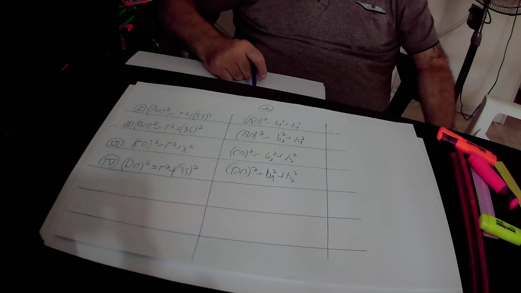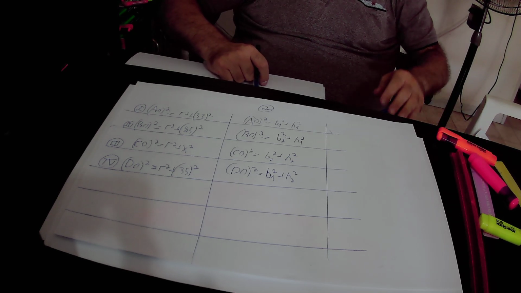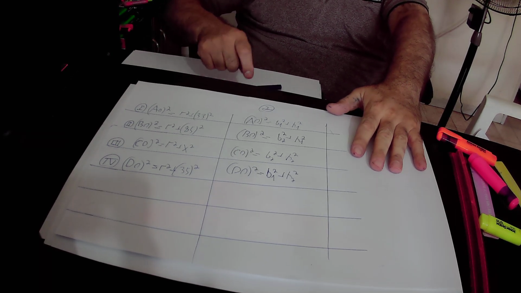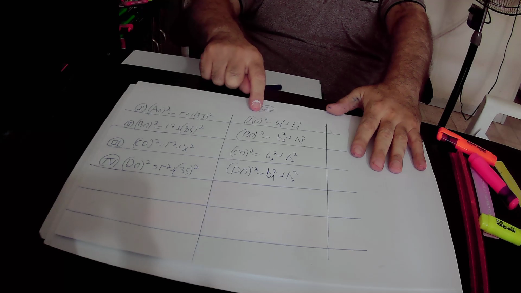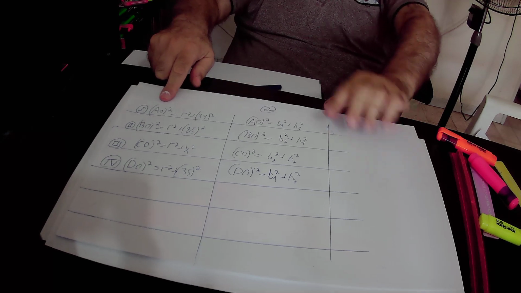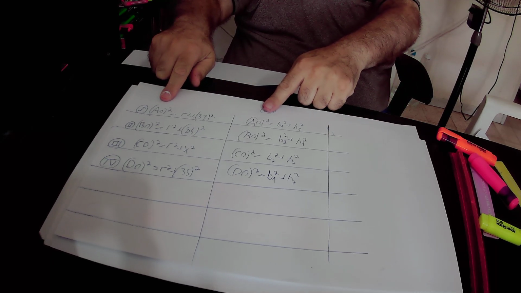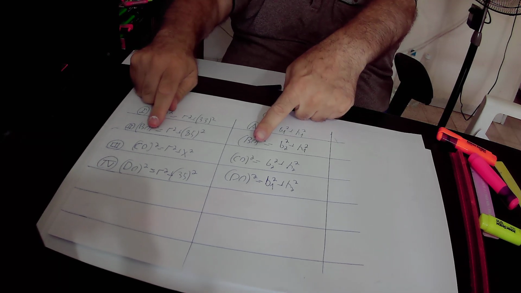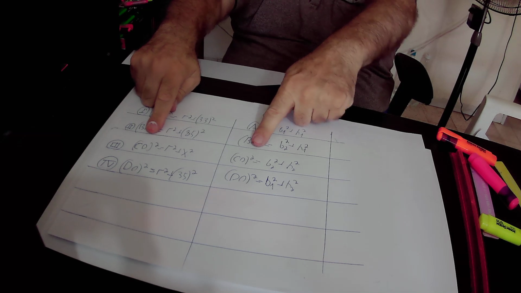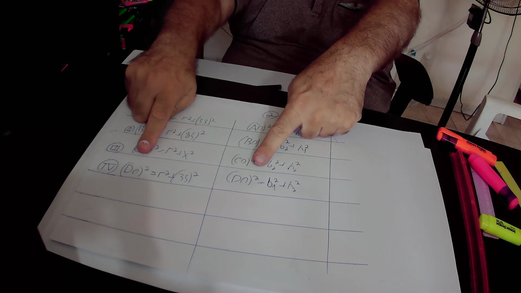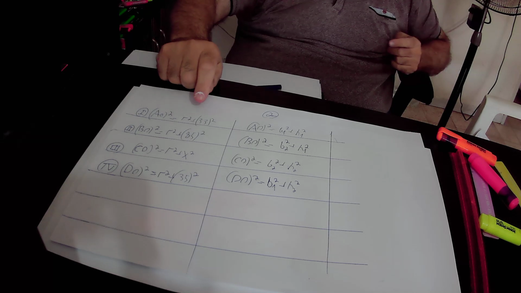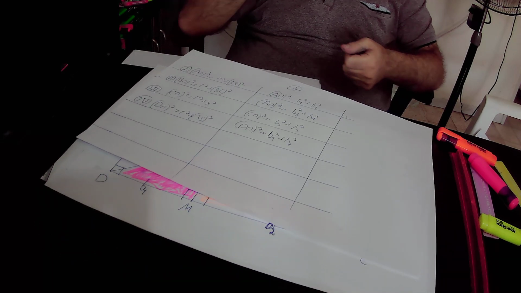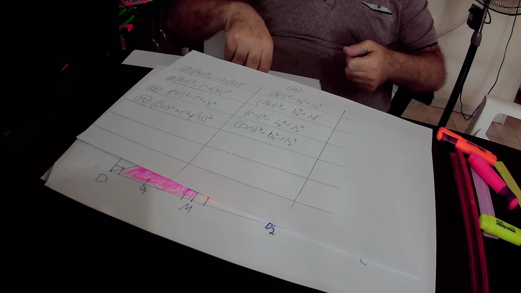So here we have 8 equations. We have two different expressions for A whole square. We have two different expressions for B whole square. We have two different expressions for C whole square. And we have two different expressions for D whole square. Okay, so we will create 4 other equations.